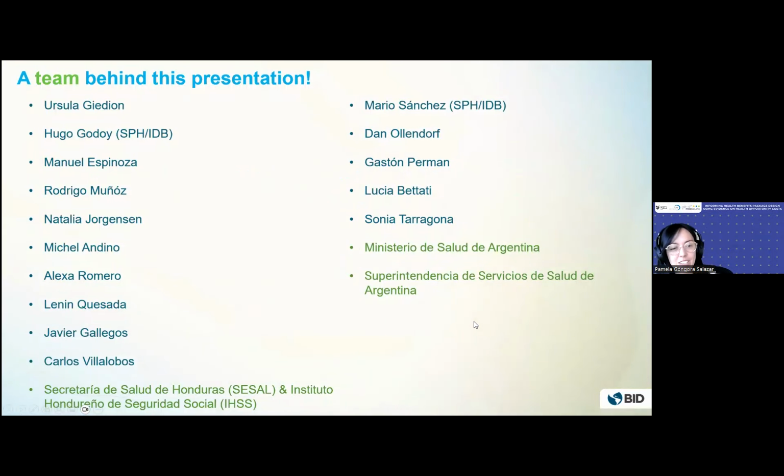a health benefits package. Just before starting, I just want to acknowledge that behind this work, there are a lot of people. Here are the main ones that have been working on this project, including the Ministries of Health of each one of the countries. And there are even more people, including you, Jessica, that at some point you supported us when we were starting the Honduras project. So to all of them, thank you very much.